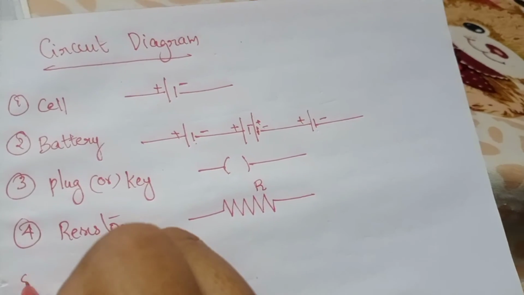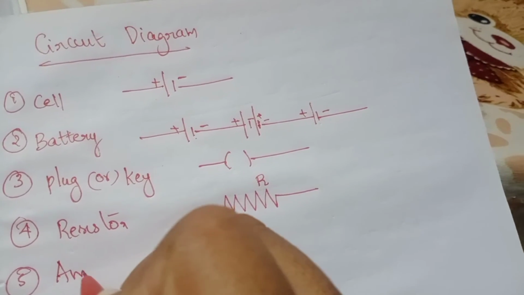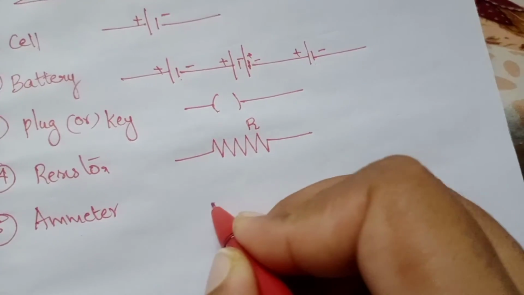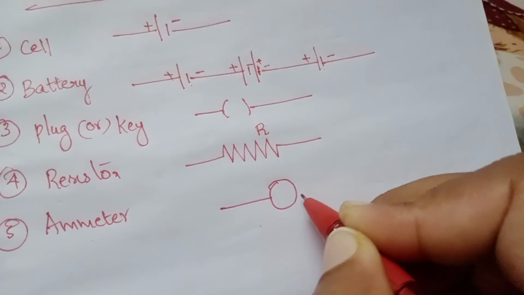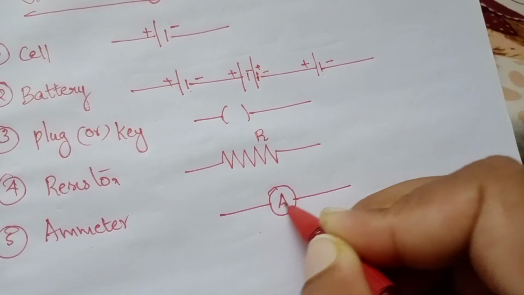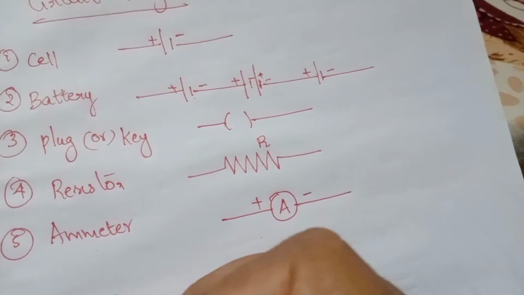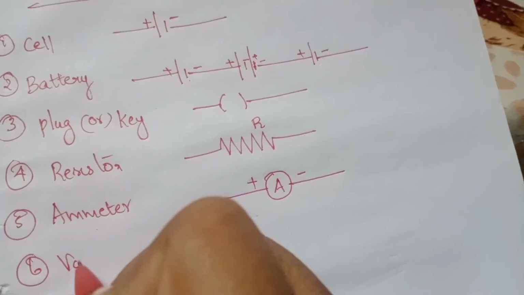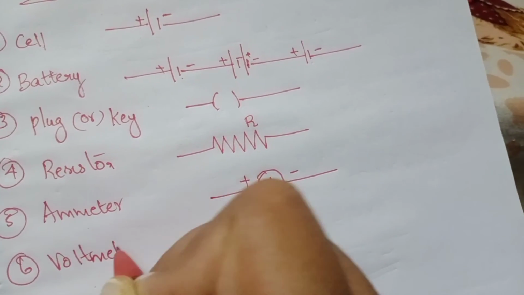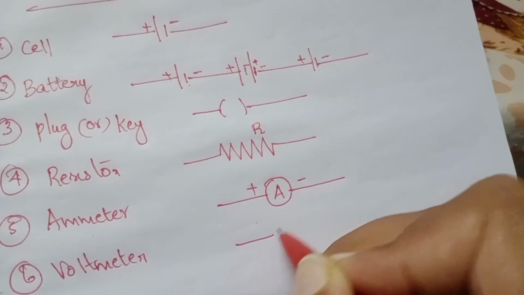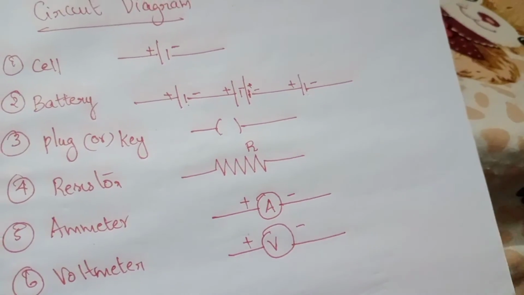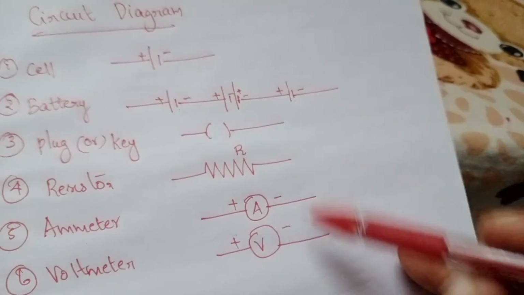Now when we draw an ammeter, I have already drawn the circuit diagram with an ammeter. Whenever you are drawing an ammeter, you have to use a circle. This is the plus end and this is the minus end of an ammeter. Similarly, whenever we are drawing a voltmeter, we use the same plus and minus. This is the symbol of a voltmeter. So these are some of the major symbols.